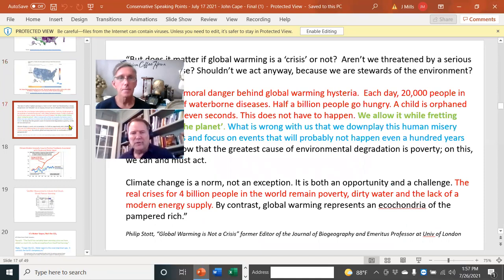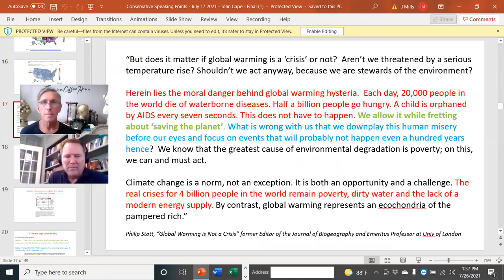All right, now this is from one of my favorite climate deniers, which is the term that gets thrown at people who have an alternate opinion to the narrative or the hypothesis posited by the IPCC. Let me just read this to you, because I think it's a pretty powerful piece. He says, but does it matter if global warming is a crisis or not? Aren't we threatened by a serious temperature rise? Shouldn't we act anyway, because we are stewards of the environment? Herein lies the moral danger behind global warming hysteria.